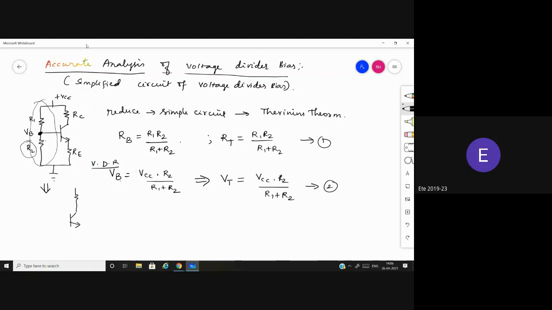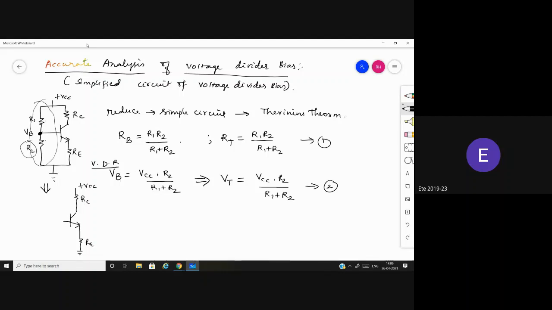We'll have RC, we'll have plus VCC. This remains as it is. This is IE we are having, but the output circuit remains the same. That is, the collector circuit remains the same. Only the base circuit will change. Now we come to know the effective voltage and effective resistance.